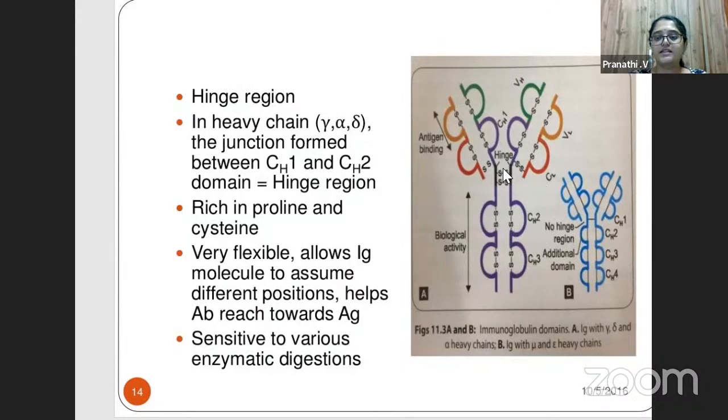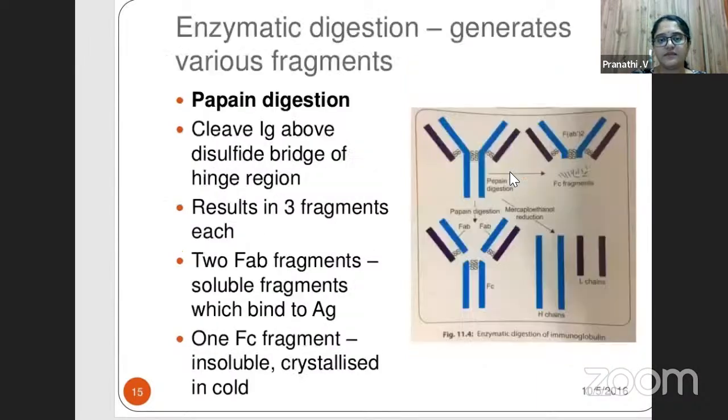But these disulfide bridges are prone to heat changes. You can also use certain enzymes which will digest the hinge region and the disulfide bridges. For example, papain is an enzyme obtained from papaya, especially raw papaya. This will be able to cleave, meaning cut, the disulfide bridges in the hinge region. And this is how you get the Fc fragments after papain digestion, as you can see.